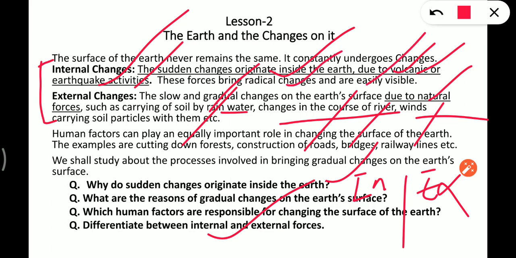And in external you will write they are slow and gradual changes on the earth's surface. They are on the earth's surface and they are due to natural forces, rainwater, change in the course of river, and wind carrying soil particles. And third one also, they are not easily visible.